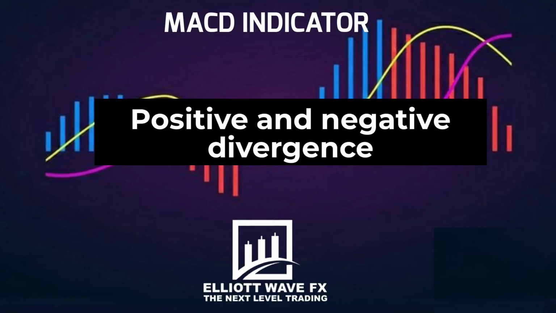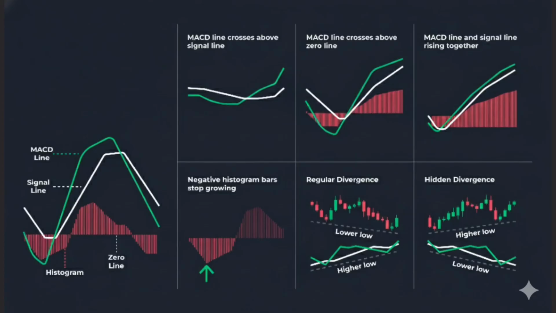Positive and negative divergence. Divergence between the MACD indicator and the price can provide you with valuable insights into potential trend reversals. Positive divergence. Positive divergence occurs when the price forms lower lows, while the MACD line forms higher lows. This signal suggests that the selling pressure is weakening and a potential trend reversal to the upside may occur.